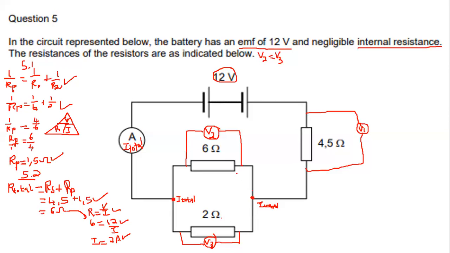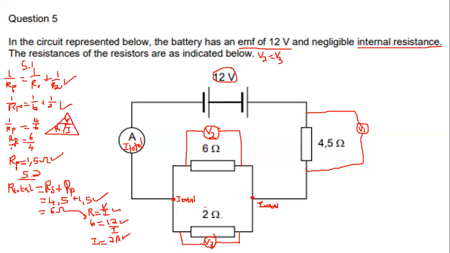Now, my dear learners, can you see here? Because V2 and V3 are the same, meaning the potential difference is constant. Where the resistance is low, the current will be high. And where the resistance is high, the current will be low, provided that the potential difference is the same.